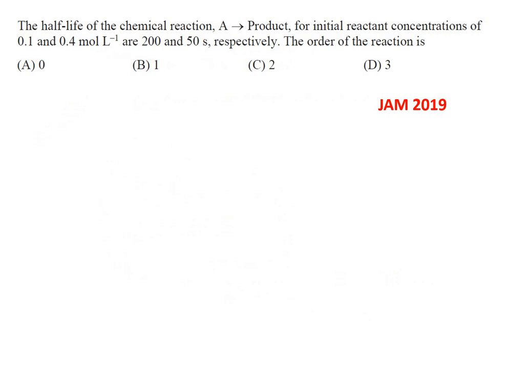The half-life of a chemical reaction A to product, for initial concentrations of reactant of 0.1 and 0.4, and the half-life times are also given. So let us start with the expression I discussed in the earlier slide, that t half is proportional to [A]0 to the power 1 minus n. So this is your starting equation.